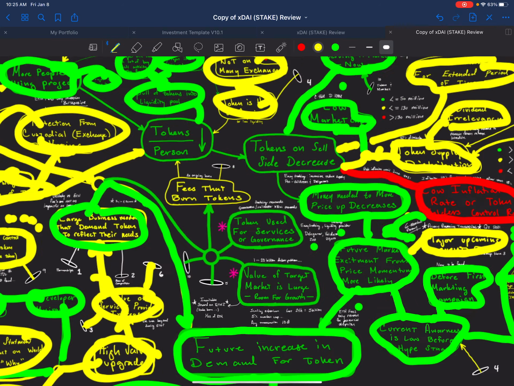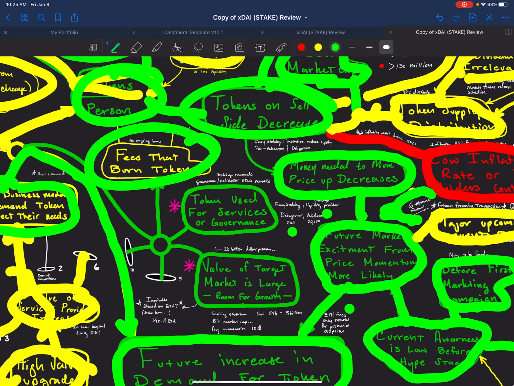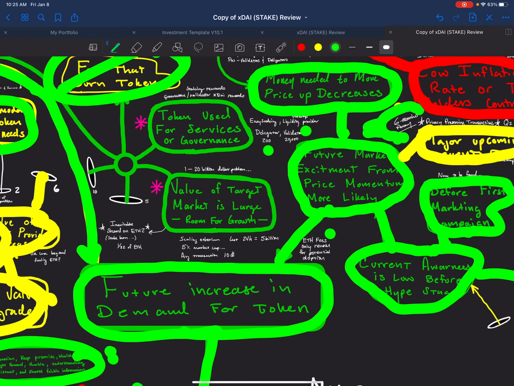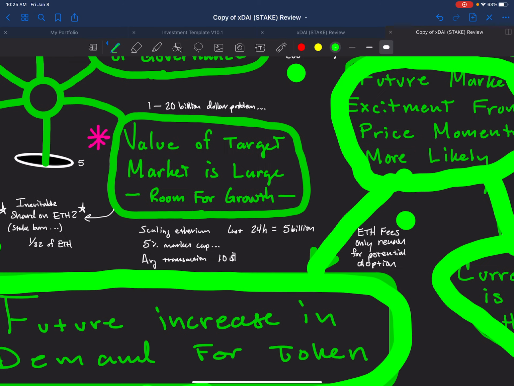Okay. And so, yeah, I expect tokens per person to go down and tokens on the sell side to decrease. There's no burning of tokens built into the platform. The token is used for services. It's used for staking rewards, governance, validator, xDAI rewards. For those validators, you lock up a lot of tokens.